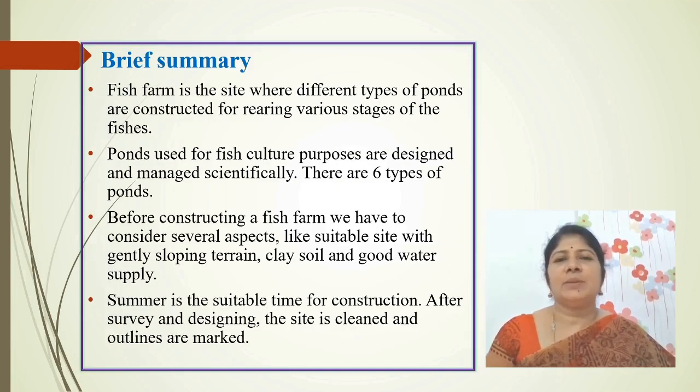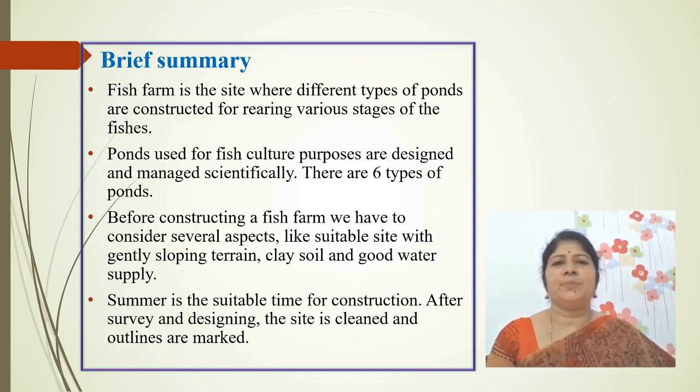Fish farm is the site where different types of ponds are constructed for rearing various stages of fishes. The ponds which are constructed for culturing the fishes are called fish ponds. They are designed and managed scientifically. Generally, there are 4 different types of ponds. Sometimes the number may increase to 6 also.